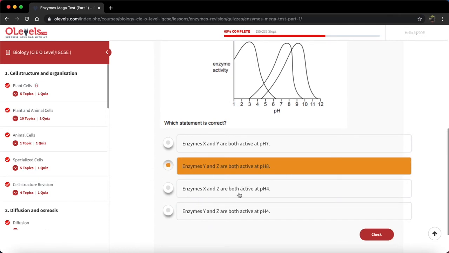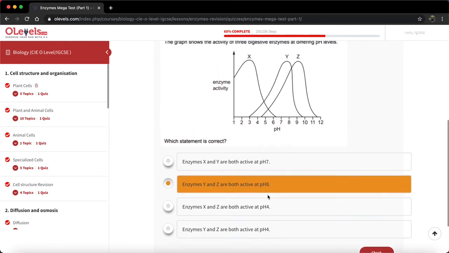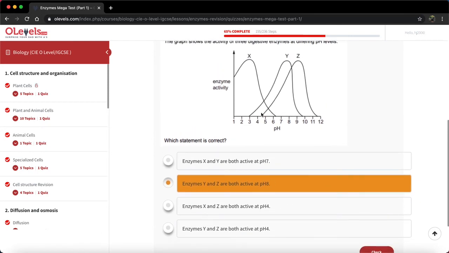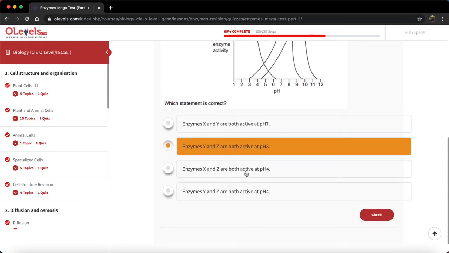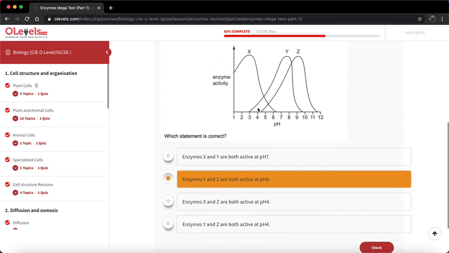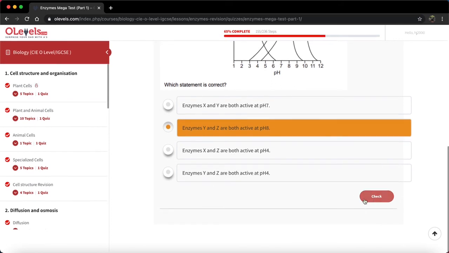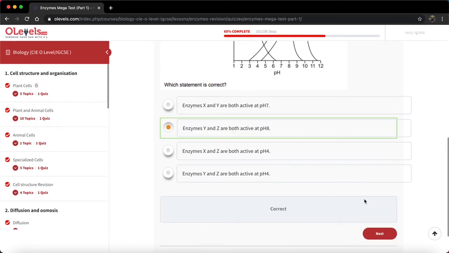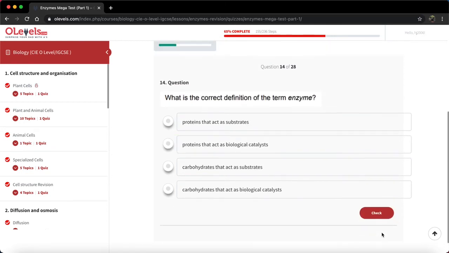Enzymes X and Z are both active at pH 4. X and Y at pH 4, no, very less active. This one's active. Okay, enzymes X and Z. Okay, enzymes Y and Z are both active at pH 4. Y and Z are active at 4? No, so this one is the correct option. Let's go through it. It's correct. Now next.